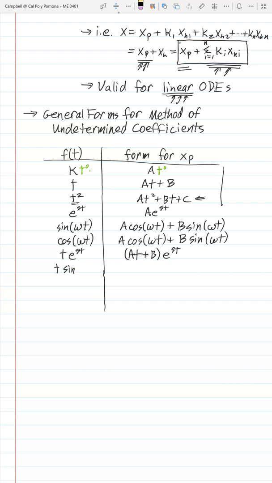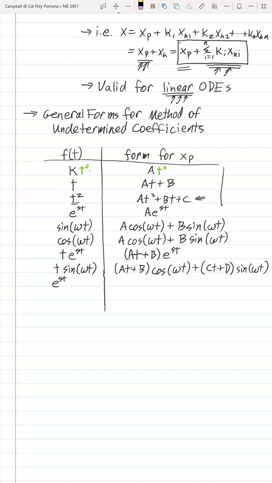Sine omega t. And then we have At. So this just kind of captures that you do the same thing down here, times cosine omega t plus, now here we can have different coefficients though, c times t plus d times sine omega t.